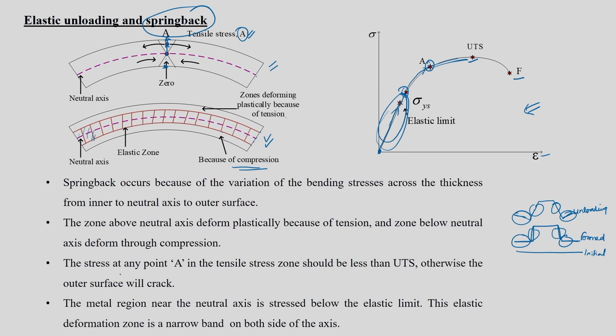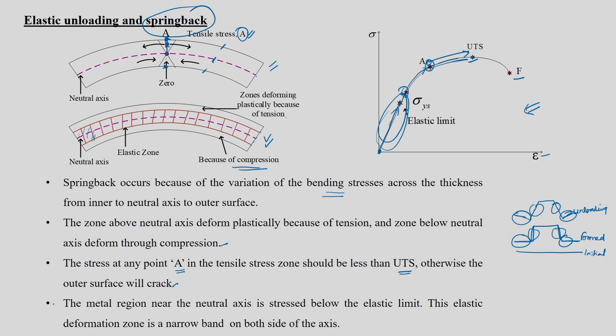That means above neutral axis, below neutral axis, there is a small band of elastic deformation. And beyond that, you will have plastic deformation because of tension and compression. So, now this is the situation we have. So, we say spring back occurs because of variation in the bending stresses across the thickness from inner to neutral axis to outer surface, which you already calculated as sigma 1, and we are saying that is the reason for spring back. And we are saying that the zone above neutral axis deforms plastically because of tension, and the zone below neutral axis deforms due to compression. That also we know. The stress at any point A in the tensile stress zone should be less than UTS. Otherwise, what will happen if A reaches UTS means a crack can develop at this location, at the upper surface. Otherwise, the outer surface will crack.